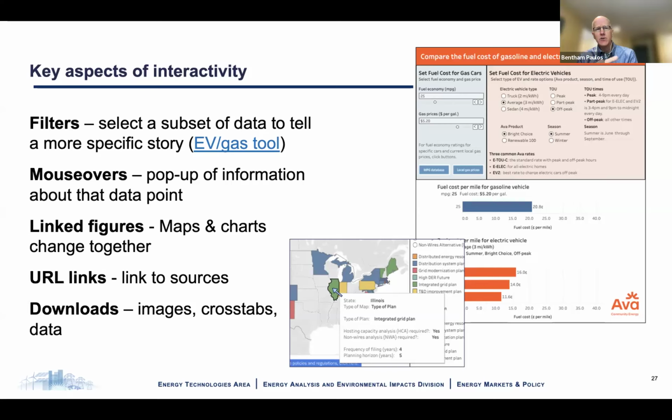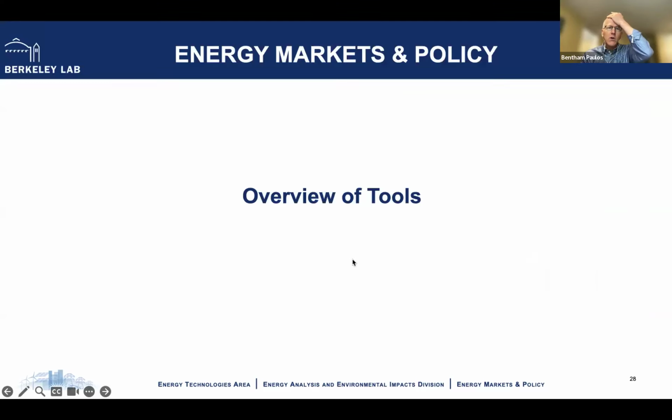Another aspect of interactivity is that you can use your filters and controls to affect both maps and charts at the same time. Some of the earlier examples do that. And you can have URL links in your data viz so people can link to different sources. And as I mentioned, you can have downloads. And the downloads can be data, but they can also be images or crosstabs. So people can, for example, affect a map to show just the things they want it to show, and then they can download that image. So it's very useful to be able to have that interactivity. All right.